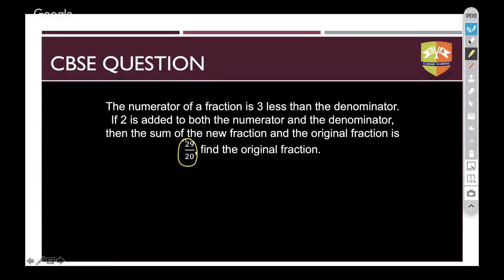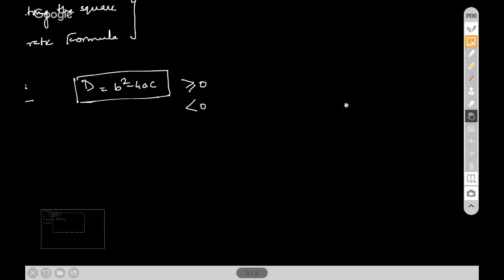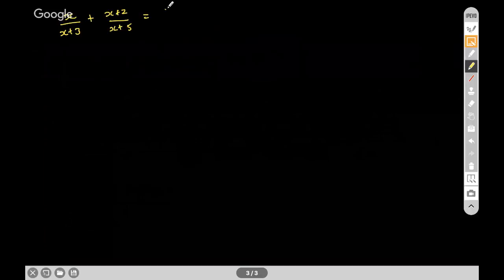So let me go to this slide and then solve it here. So we'll solve it here. Okay, so they're saying that the numerator is 3 less than the denominator, and 2 is added to both numerator and denominator, and the sum of the two is 29 by 20.